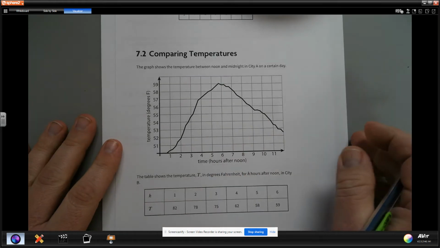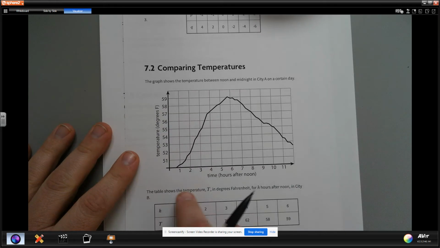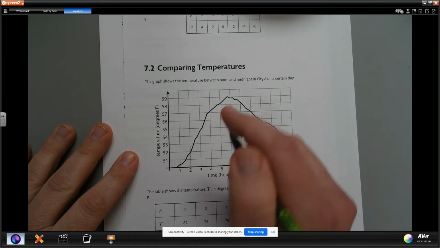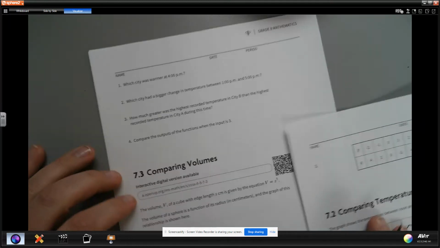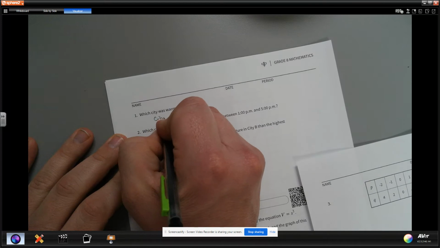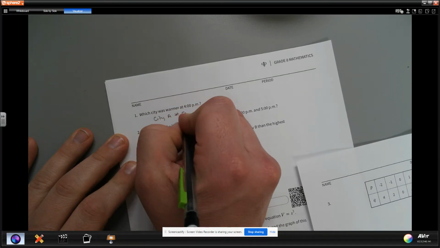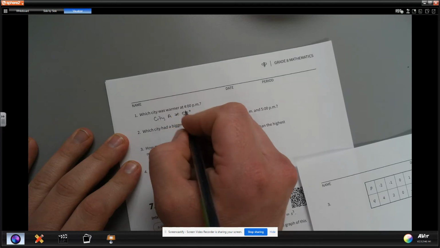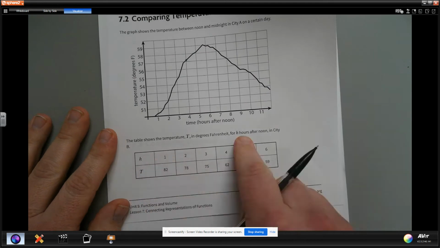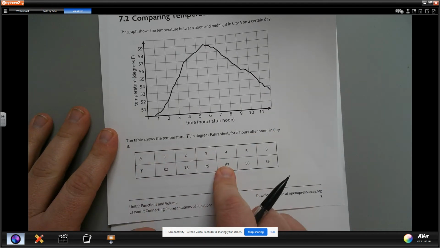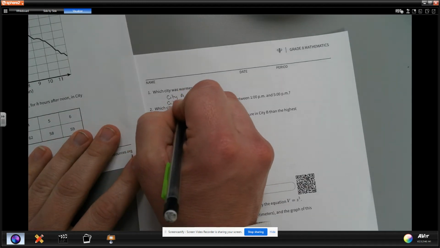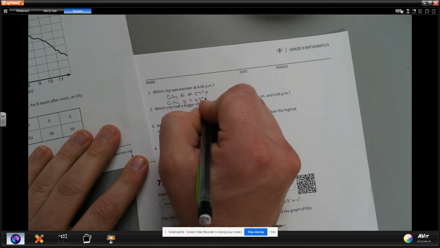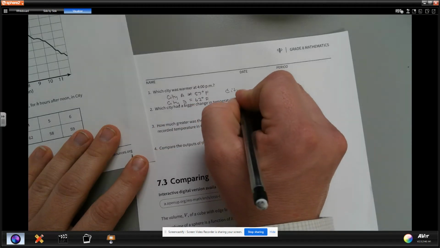In city A, the temperature at 4 o'clock p.m., if we look at time in hours afternoon, here's 4 o'clock. The temperature here appears to be about 57 degrees, and that would be 57 degrees Fahrenheit. And then if I look at this other one, I see the hours since noon. There's 1, 2, 3, 4 o'clock. And so I would see 62 degrees. So city B is equal to 62 degrees Fahrenheit, which means city B is warmer.